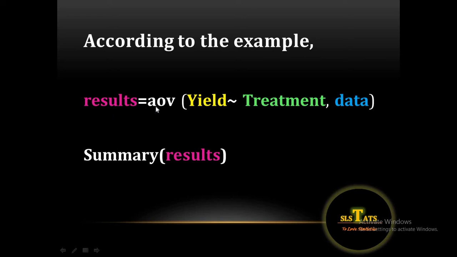Then equal, and then within the bracket, I will type yield. It is my response variable. Then type tilde. And then after converting into a factor, the name of my treatment is treatment. Then I will type treatment here. Then comma. The name of my dataset is data. Then I will type it here. After that, you want to type summary within brackets. You want to give the name here.